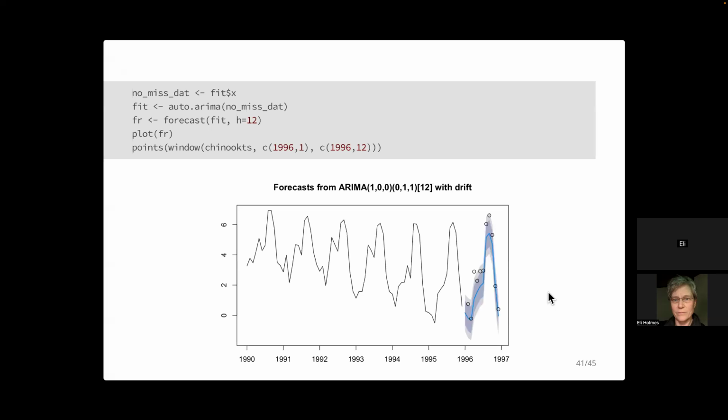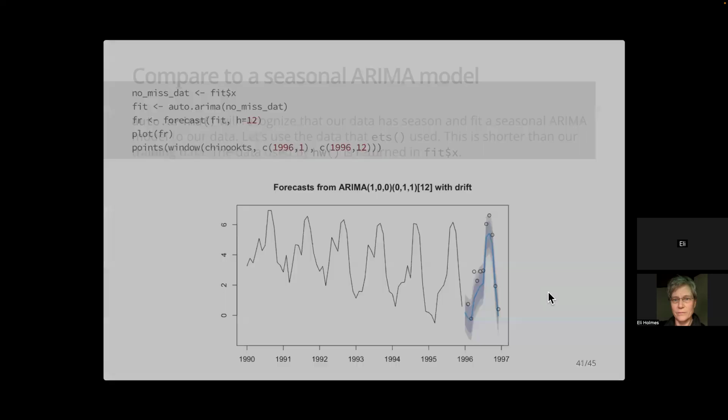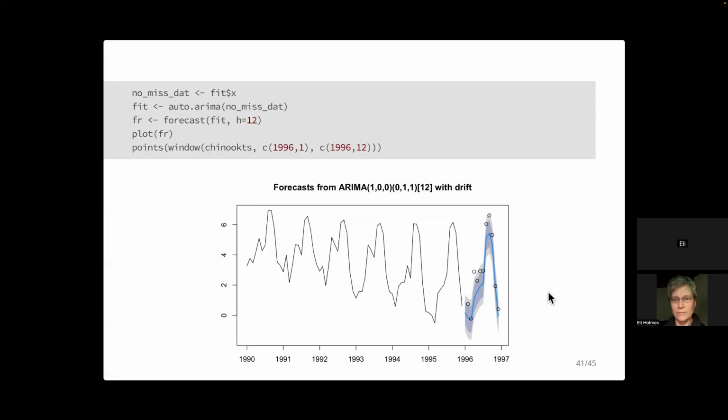Right, so let's see what this looks like with auto ARIMA. Why did I have to do that? Oh, I know, it's a relic from something. Okay, so I put in this no miss data. Actually, what I'm doing there is I'm just making sure I'm fitting the auto ARIMA to exactly the same data that I just fit the Holt-Winters to.